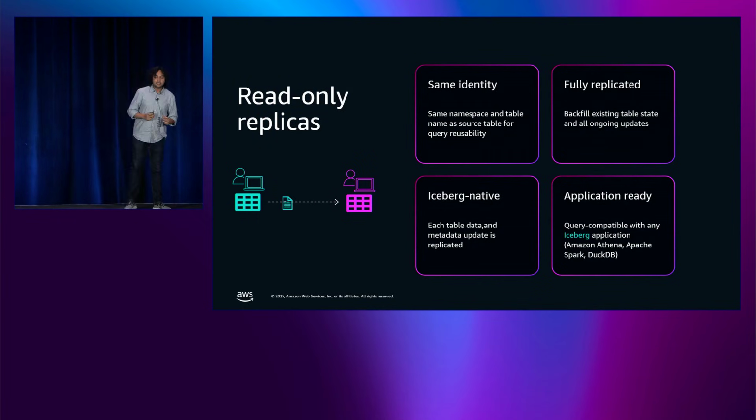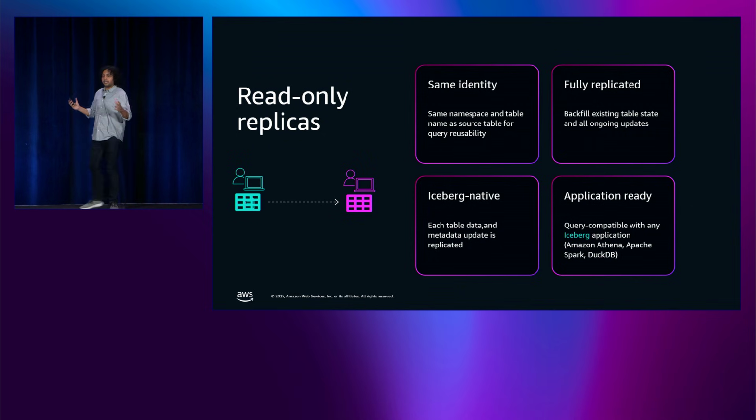Now, every time you set up replication on either a bucket, where we want to replicate all your tables, or you selectively choose tables that you need to replicate, the service creates something called a read-only replica. And it has 4 key characteristics that I wanted to highlight. First up, these replicas have the same namespace and table name as the source. So what that really means is you can easily point your applications and queries from the source bucket to the replica bucket, and it's super simple for you to reuse all your queries.